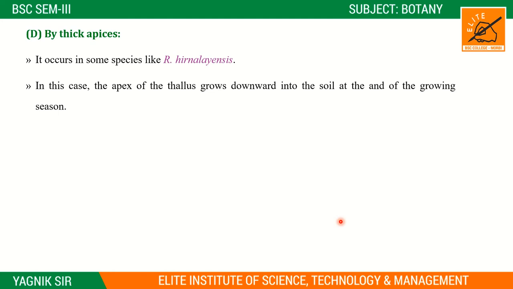In this case, the apex of the thallus grows downward into the soil in the growing season. And this apex becomes very thick.